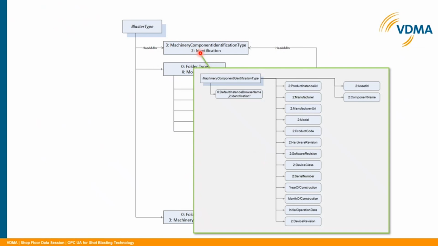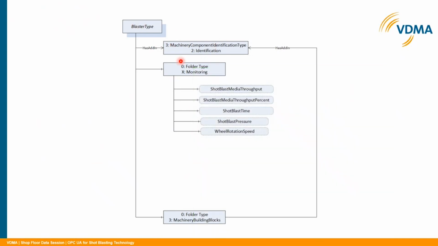It's pretty similar to the first identification block that we saw, but the first one was the machinery item identification type, and this is the machinery component identification type. The difference between these two objects is just that one variable from the other identification is missing here. It's the location variable, because a component doesn't need the location. And there's one additional variable as well.